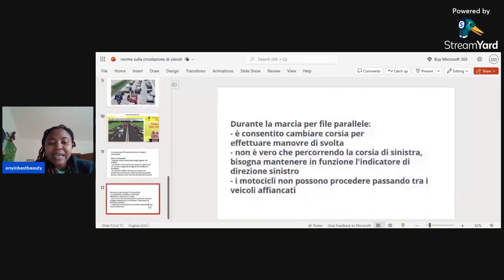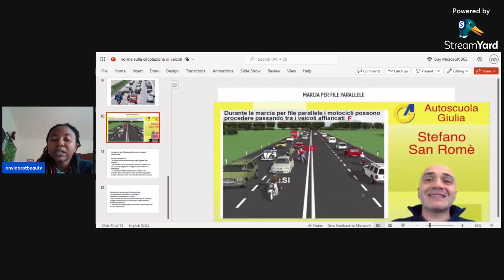And lastly, it says i motocicli non possono procedere passando tra i veicoli affiancati. When you are doing file parallele, motorcycles cannot do something like this. This one at the front, C, is going according to the flow of traffic. While this one over here, the one with red, that's why it's written no. You can't do this. You can't go affiancato.